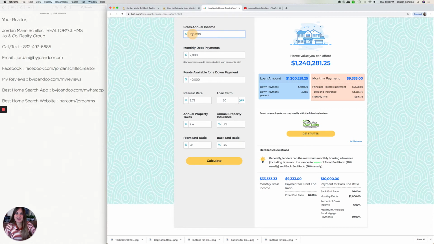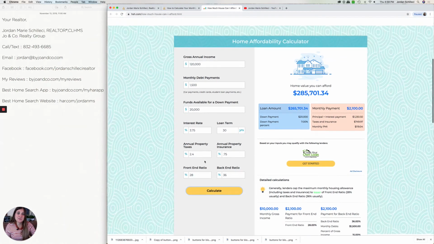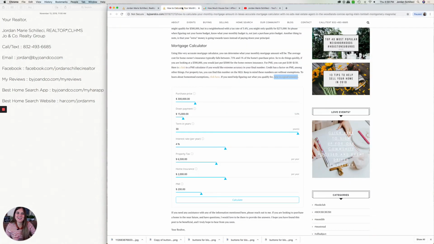Let's say you make $120,000. Let's keep your debt to $1,500. Let's say you have 20. We're going to keep the rest of the numbers the same. So $285,000 house. So this is a really cool calculator that we have a link to on the blog.